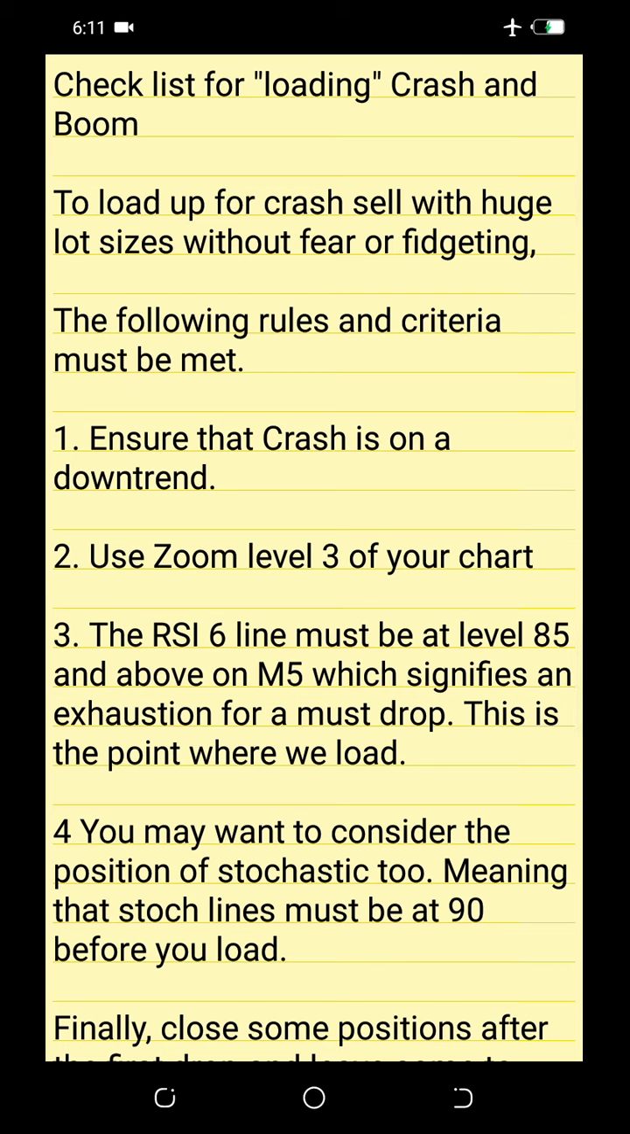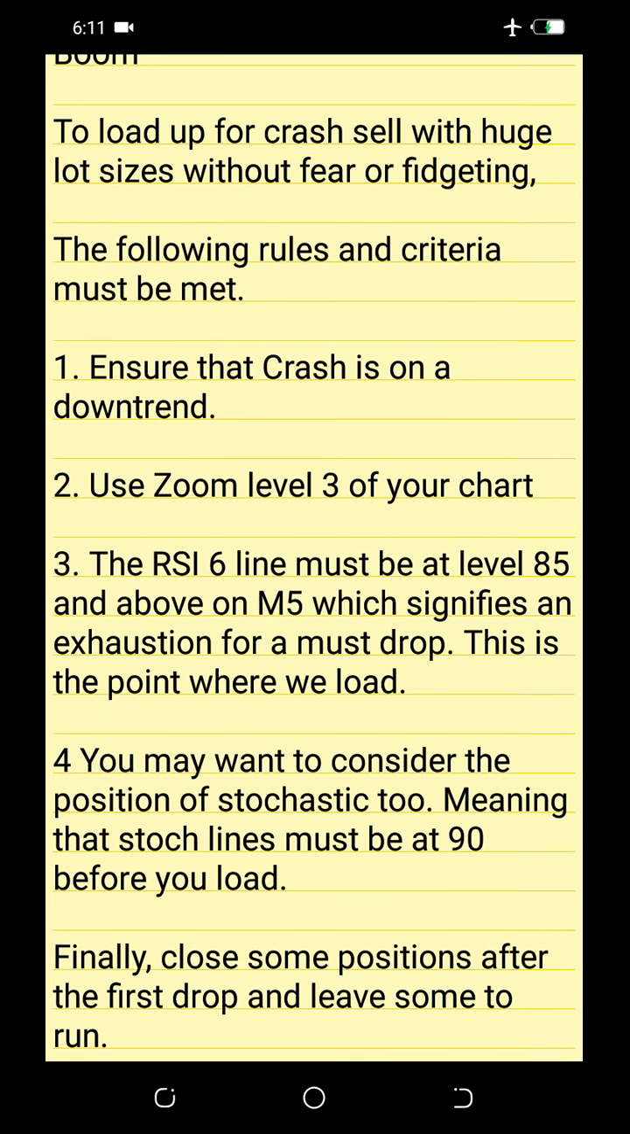I don't just load crash because I want to load or because it looks like it's going to crash. You must be able to at least 95% predict that there's going to be a crash, and there is something that does that for you. This is pretty simple. I've done this more than 100 times. It never failed even once. The only thing it does is test your patience.